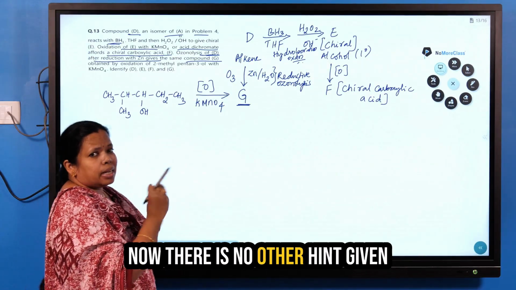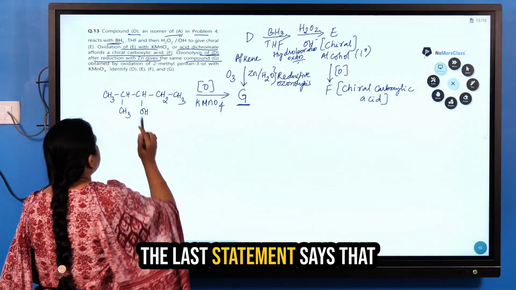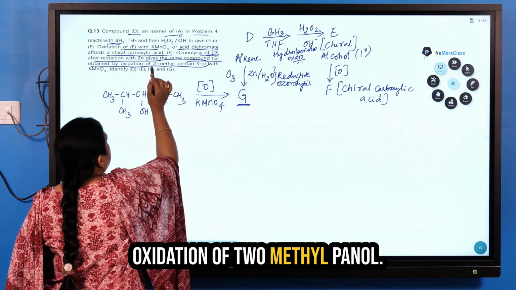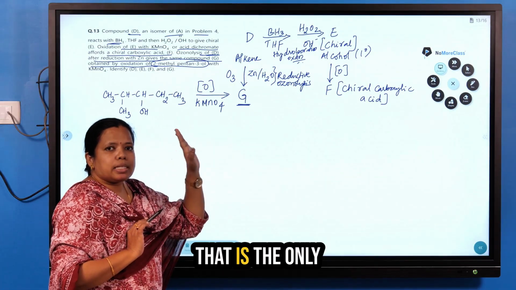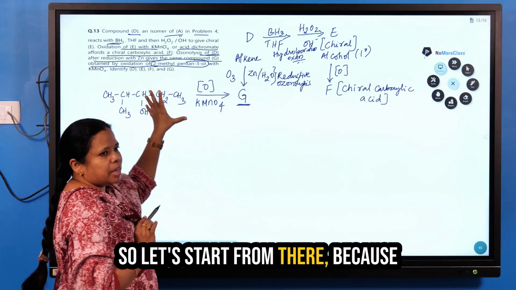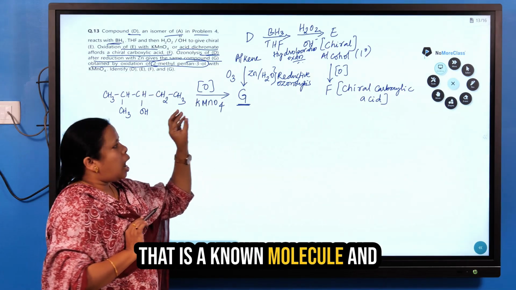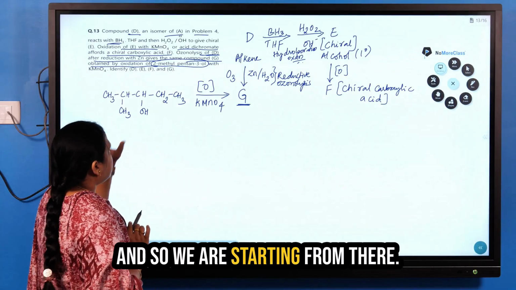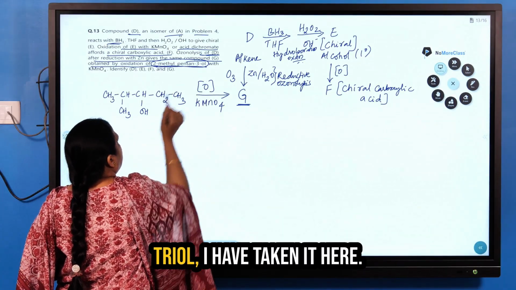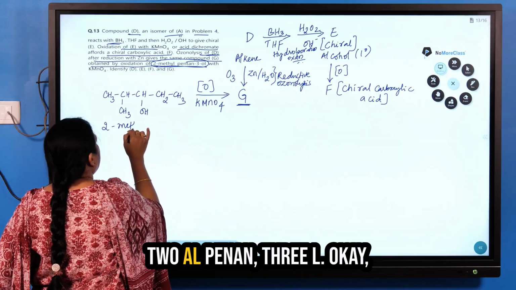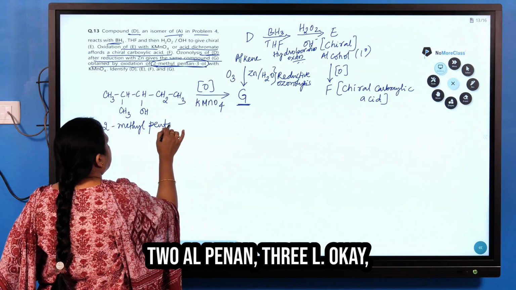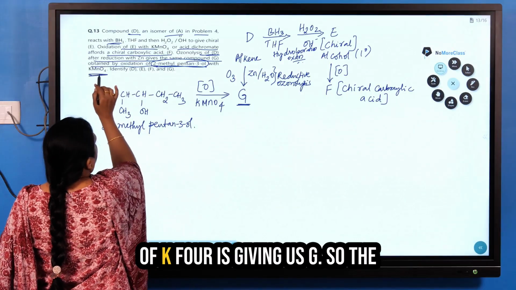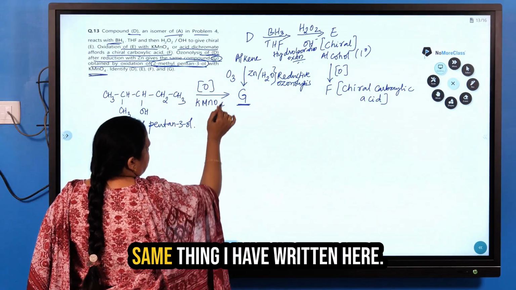Now, there is no other hint given other than the last statement. The last statement says that the compound G is obtained by oxidation of 2-methyl pentan-3-ol. That is the only information given to you. So let's start from there because that is a known molecule, and you have to do such questions through a reverse approach. So I have taken 2-methyl pentan-3-ol here. On oxidation in the presence of KMnO4 it is giving us G. So the same thing I have written here.